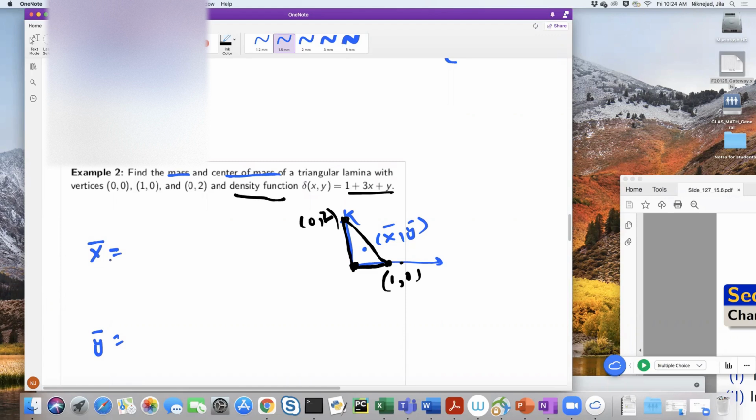So this is going to be the double integral over this region of x times (1 + 3x + y) dA over the mass. Oh, I didn't write it as a double integral. Are you guys guessing why? Oh, no, I have to.